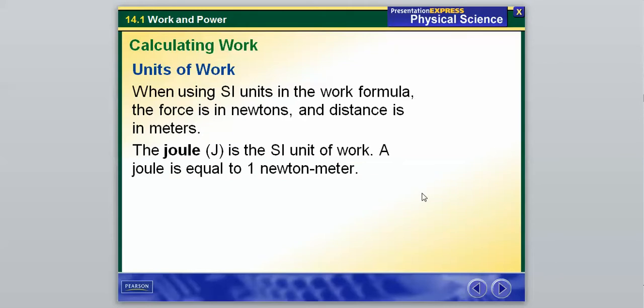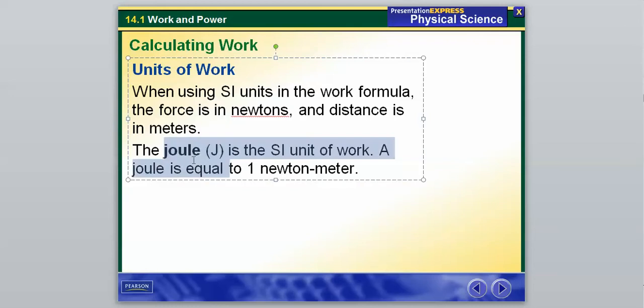When we use SI units in the work formula, force is measured in newtons, which we should know by now, and distance in meters, which we've done before, and the joule, a new term for us, is the SI unit of work. A joule is equal to 1 newton meter. That's probably our newest SI unit. We should know newtons and meters by now, so when we talk about work, it is measured in joules. If we ever do sample problems, just keep that in mind.